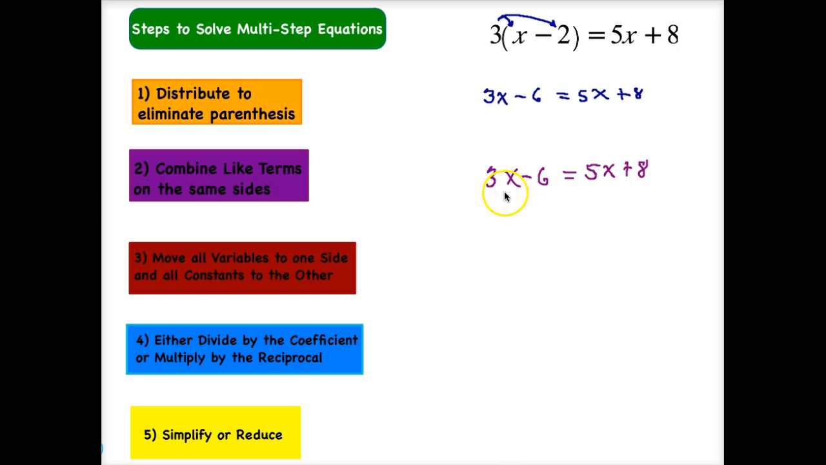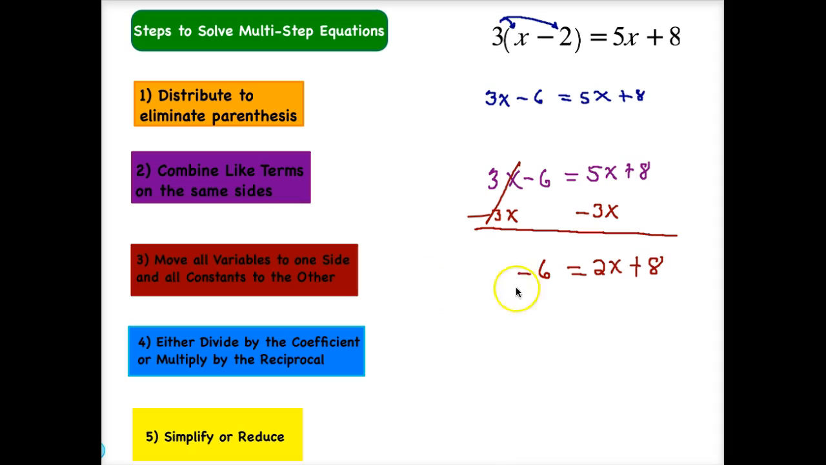I can either subtract 3x and move it to the right side, or I can subtract 5x and move it to the left side. Well, in order to avoid having some negatives, I think I will go ahead and subtract the 3x from the left side, which means I will need to subtract it from the right side as well. When I do that, 3x minus 3x gives me 0, and I'm left with a negative 6 on the left side. 5x minus 3x is 2x, and I still have the plus 8.